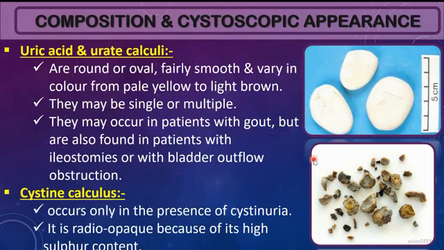What about uric acid and urate calculi? They are round or oval, fairly smooth, and vary in color from pale yellow to light brown. They may be single or multiple. They may occur in patients with gout but are also found in patients with ileostomies or with bladder outflow obstruction. Cystine calculus occurs only in the presence of cystinuria. It is radiopaque because of its high sulfur content.